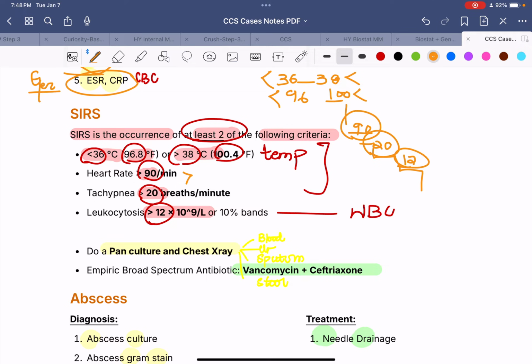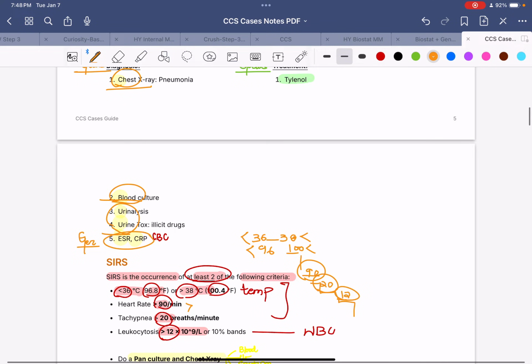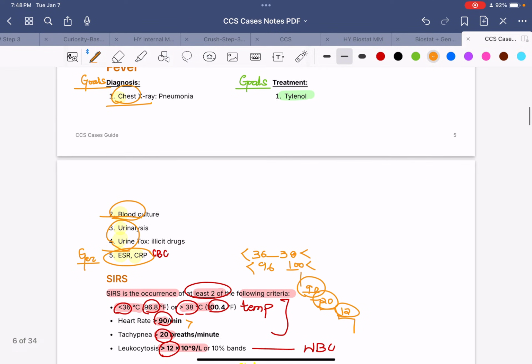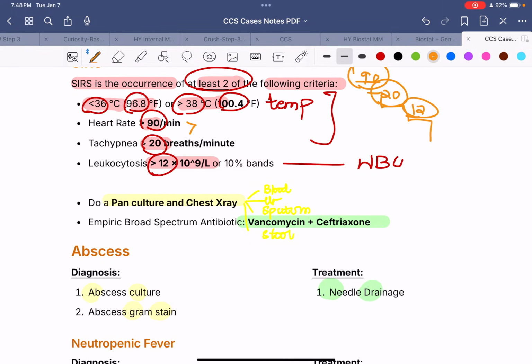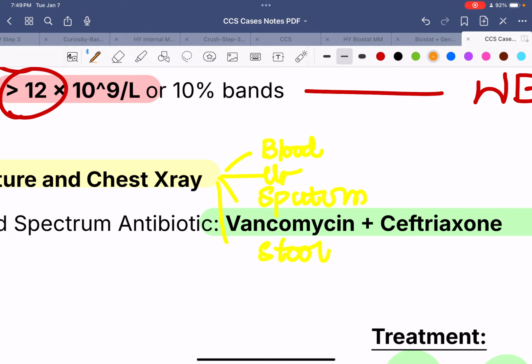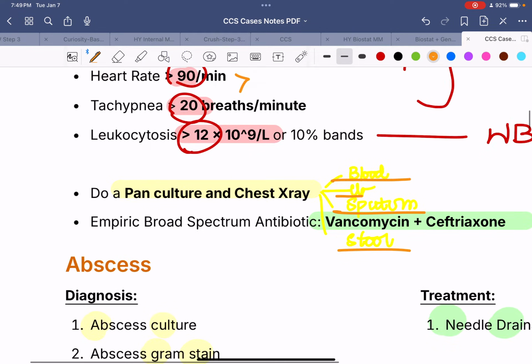And what are we going to do? Just like we did for the screen for our fever, in this situation, because of SIRS, we are going to first do a pan culture. What is a pan culture? Like the ones that we've already done. We are going to do the blood cultures, then the urine culture, then the sputum culture or the stool culture, according to the situation of the patient, along with the chest x-ray.